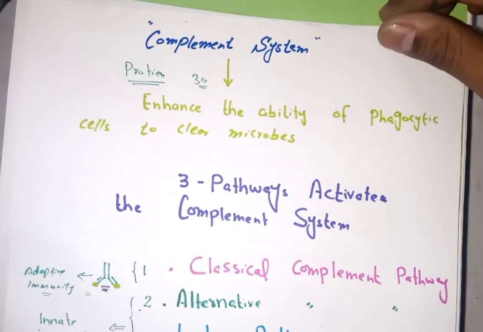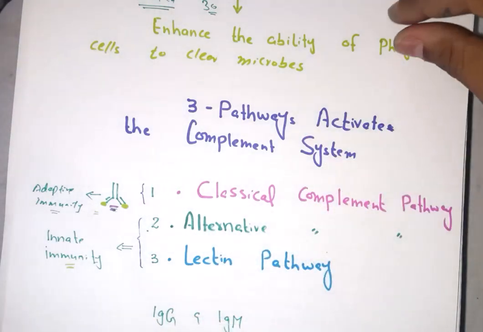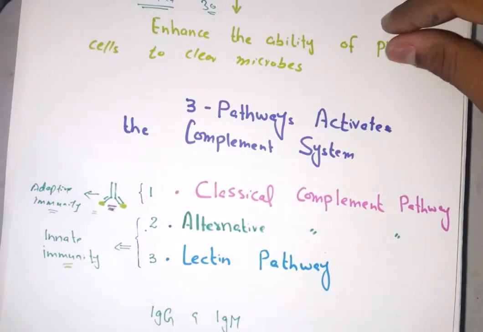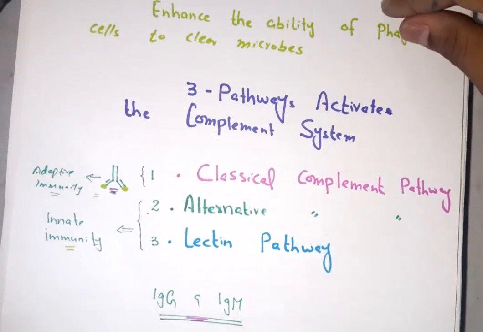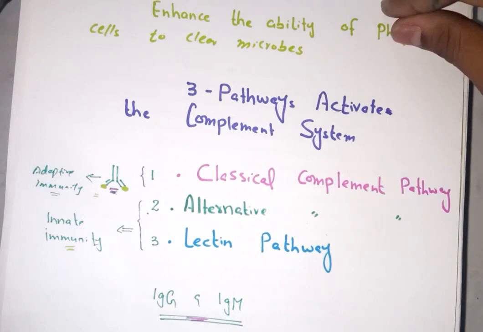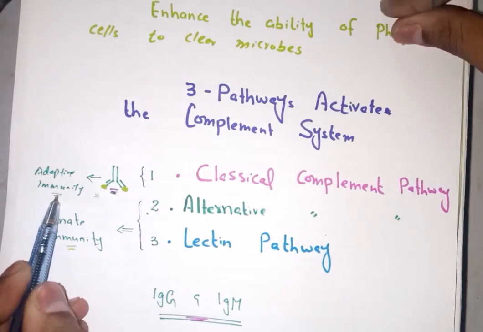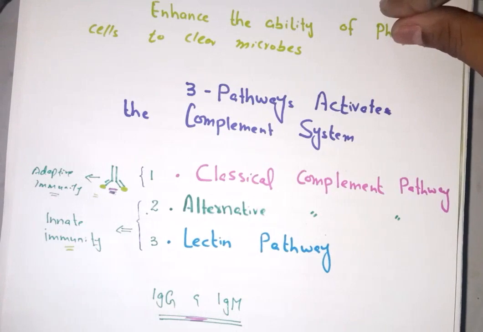Well, there are basically three different pathways of complement system activation. This system of proteins gets activated by three different pathways. The first is the classical complement pathway, the second is the alternative complement pathway, and the third is the lectin pathway. In the classical complement pathway, antibodies are involved. And we know that when antibodies are involved, the immune system will be adaptive immunity. It will not be innate.